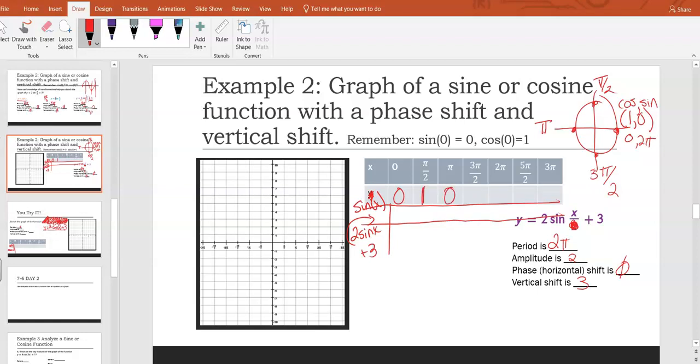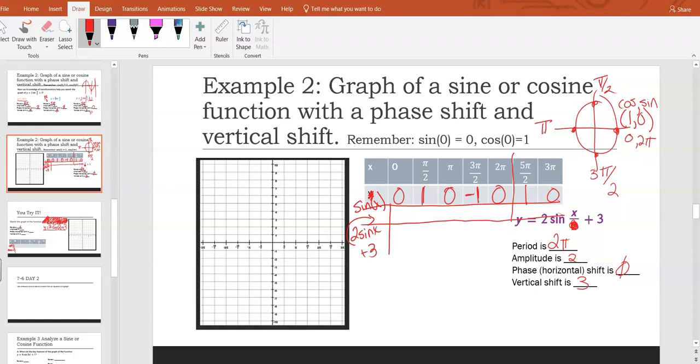And then the sine on pi would be 0. This would be negative 1, and then I'd go back to 0 again. And this is my period, so then I just repeat after that, 0, 1, 0. So I could graph those on here if I wanted to, just the sine function. Now I'm going to take every one of these values, multiply it by 2, and then add 3 to it.